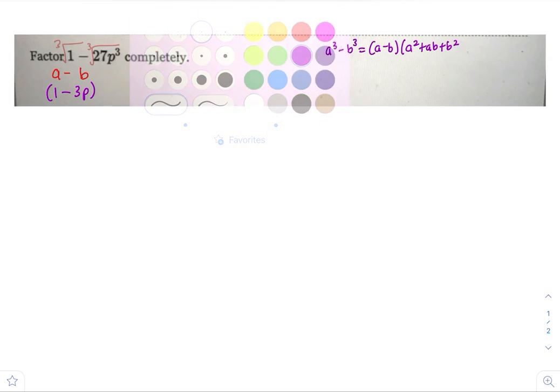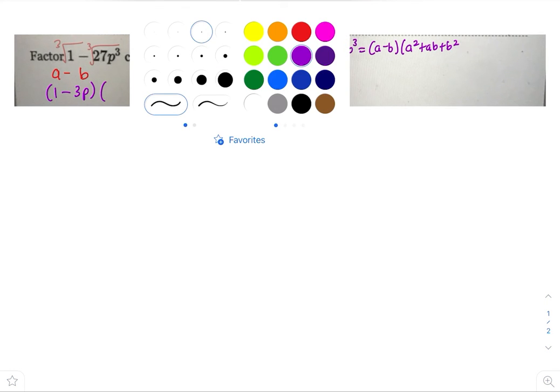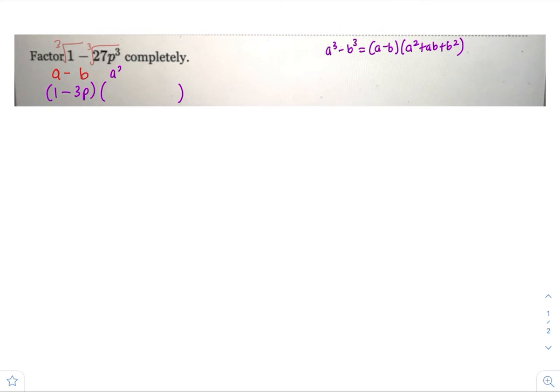Now, when we look at your guys' formula, right, we gotta figure out what's our a squared, what's our plus ab, and what's our b squared. Well, our a squared would be 1 to the second. Our a times b is 1 times 3p, and our b squared is 3p raised to the second. So we're gonna get 1 minus 3p. 1 squared is 1, plus 3p, plus 3p squared, which is 3p times 3p for 9p squared. And there's your factors.